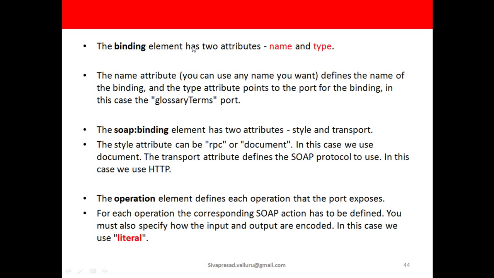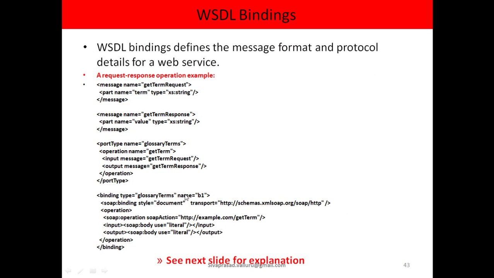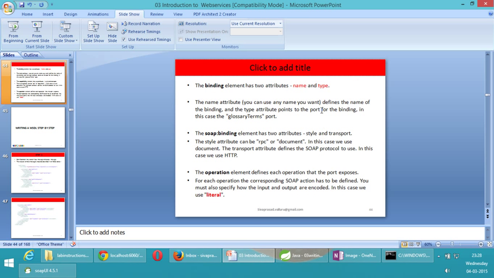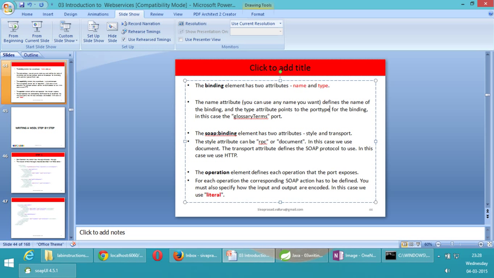So the binding element has two attributes, name and type. Name is the binding name and type refers to the port type. The name attribute defines the name of the binding and the type attribute points to the port type of the binding. Port type, again here is a spelling mistake. Port type of the binding.